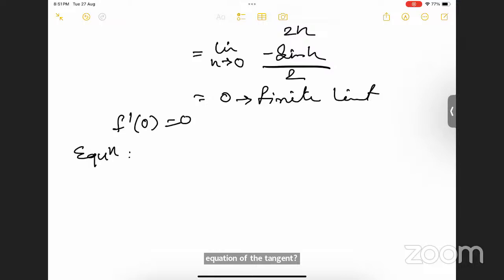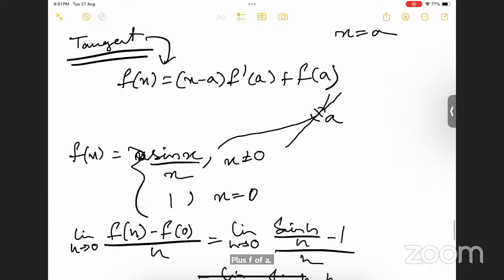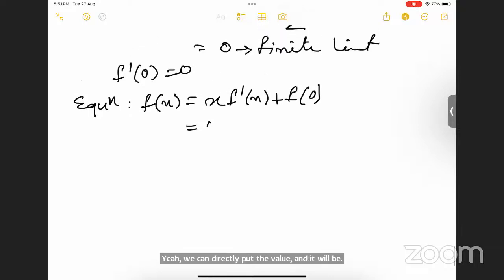What is the equation of the tangent? f(a) plus (x minus a) into f dash a. Yeah, it was f(x) equals f dash a times (x minus a) plus f(a). Was it plus or minus? I forgot. Yeah, it was plus. We can directly put the value. Then it will be 1, right? Yes.